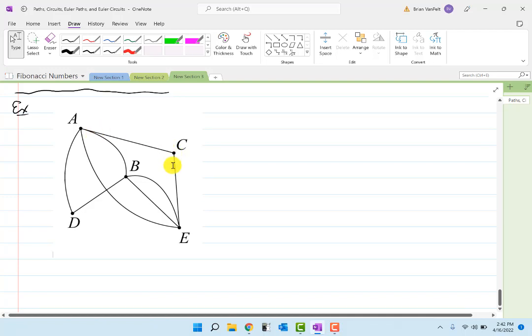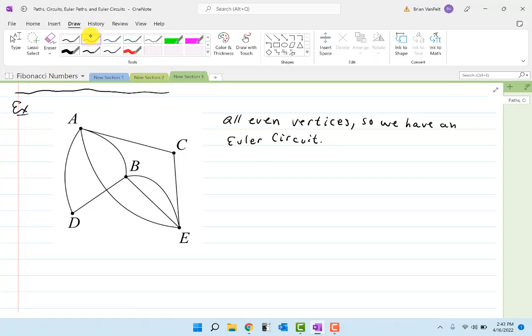The degree of C is 2. The degree of E, 1, 2, 3, 4. The degree of E is 4. The degree of B is 1, 2, 3, 4. That's also 4, and the degree of D is 2. So we have all even vertices. So we have an Euler circuit. So I can start and end at the same place. Well, I'll start at A and see what happens.